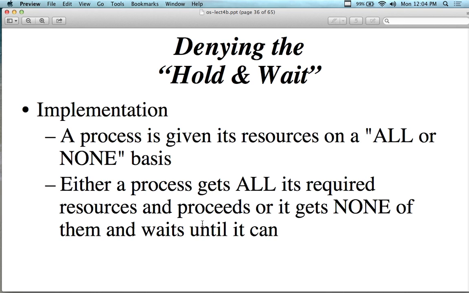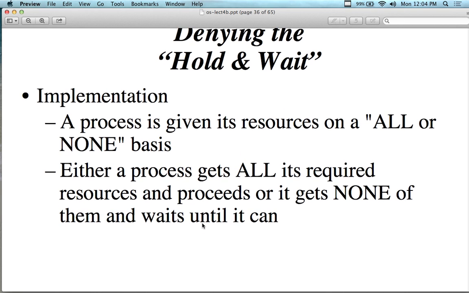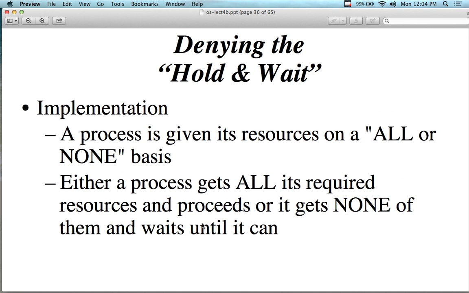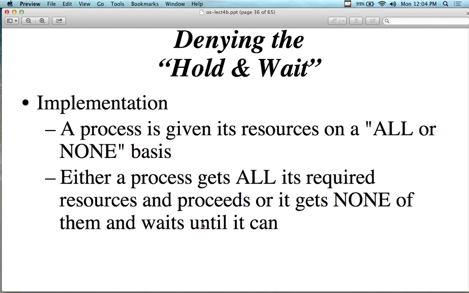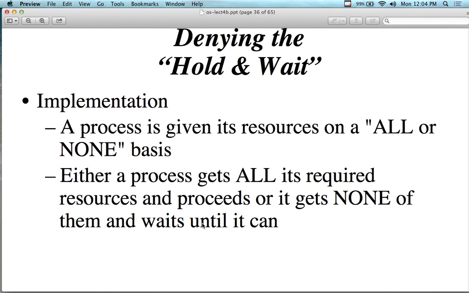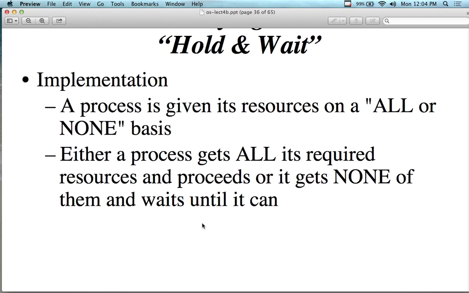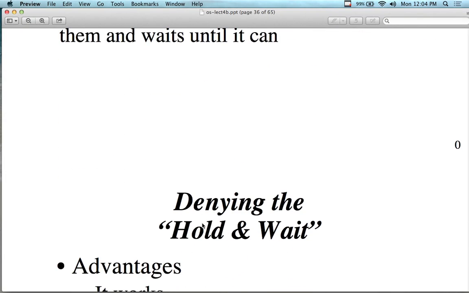Anyway, long story short, I'm not talking about hard drives today, but it's because of the blocking and the holding and the waiting, and the blocking causes a hold and a wait. Holds, waits for something to finish. So either a process gets all of its required resources and proceeds, or it gets none. So it can't get half and wait.